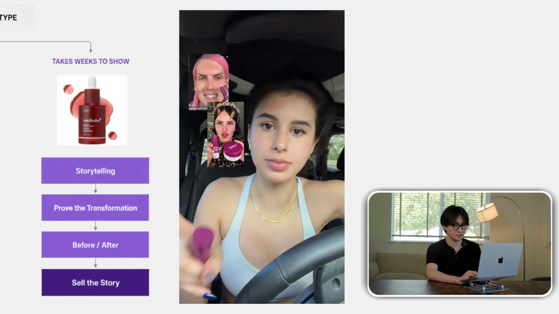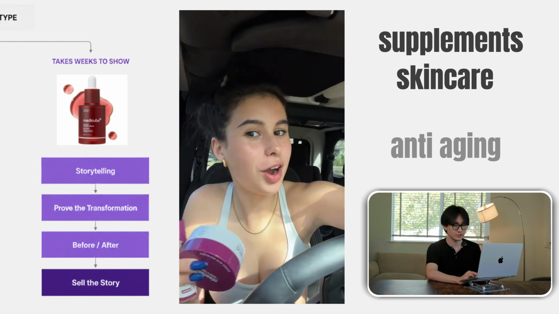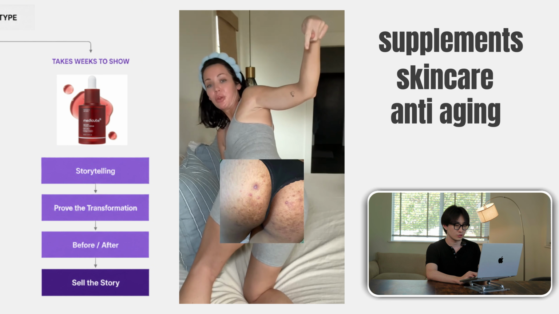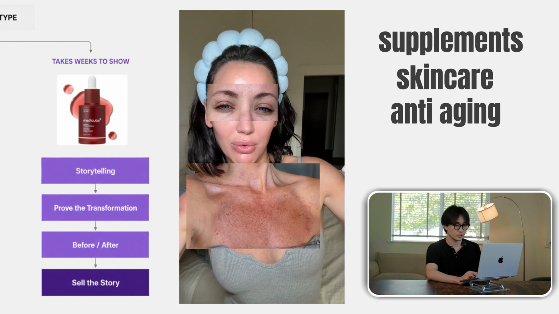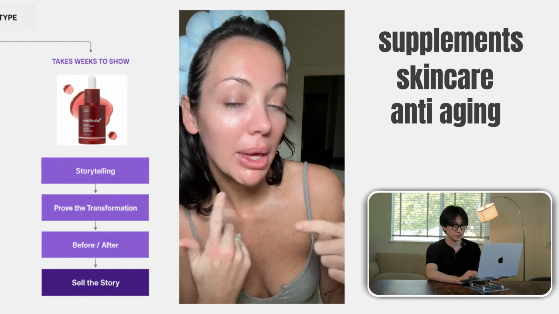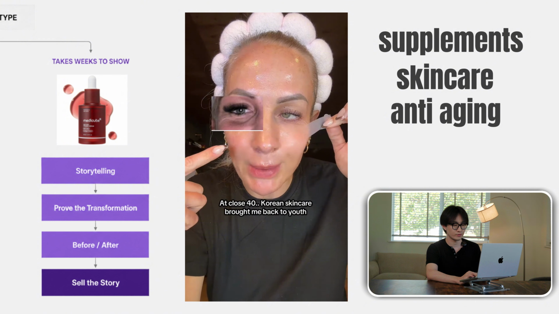Products that cannot show instantly, like supplements, skincare, anti-aging. The results take weeks. Even though the commission is usually higher, your video becomes somewhat storytelling. You need to convince people your transformation is real. That's also why before and after photos always work.